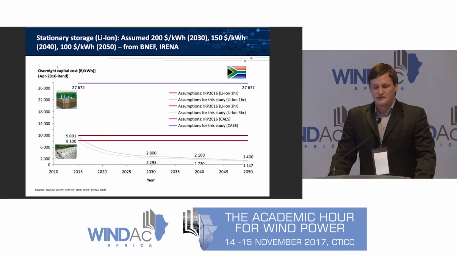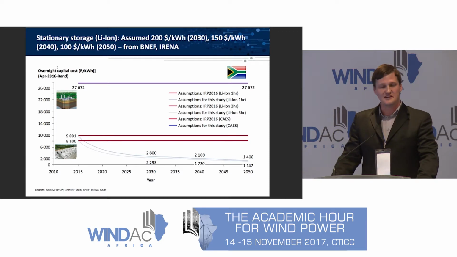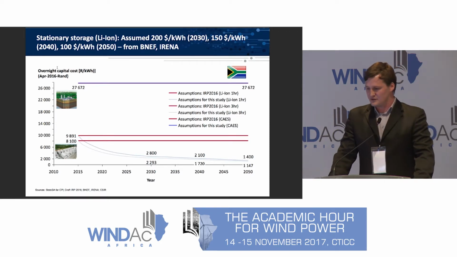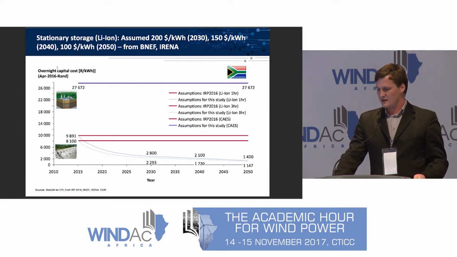So this is also one of the other big differences. In the original draft RP 2016, there was no learning assumed on storage. It's still quite nascent, very new. So probably you could argue a bit of risk in deploying stationary storage, but we wanted to really test what if these projections were realized. Similarly, these projections are based on BNF as well as IRENA, and more specifically for stationary storage lithium ion, we assume around about the $200 per kilowatt hour by 2030. I know that the y-axis there is actually in rands, but the equivalent dollar amount is $200 per kilowatt hour by 2030, the $150 by 2040, and $100 per kilowatt hour by 2050.